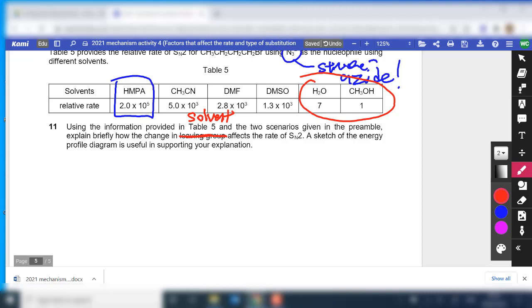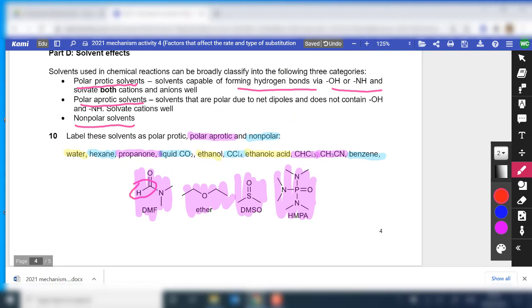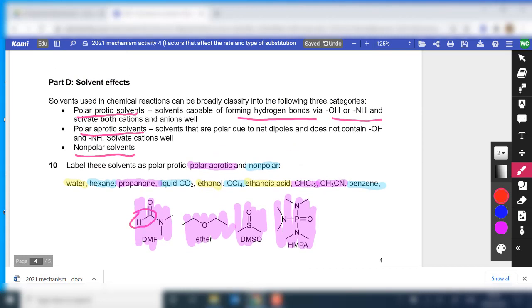So a sketch of the energy profile diagram is important in supporting your answer. You realize that for polar protic solvents, if we go back to this example, polar protic solvents are actually able to solvate an ion well.